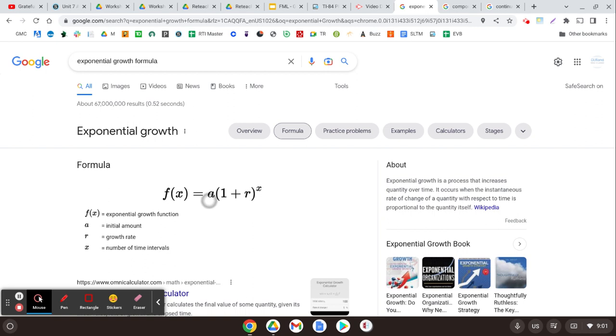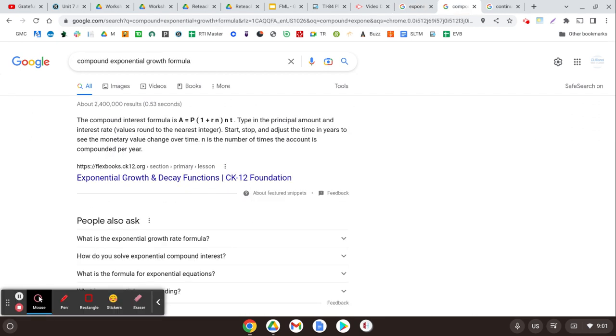This is like a times b to the x. In their case, their b means like take your percentage of increase or decrease and add it to 1. This is the same formula that we've kind of been working with. Okay, now, I want you to know this is why we can do this in 5 minutes, because all I did was I Googled that so I could show you the equation. Then I Googled compound exponential growth formula.